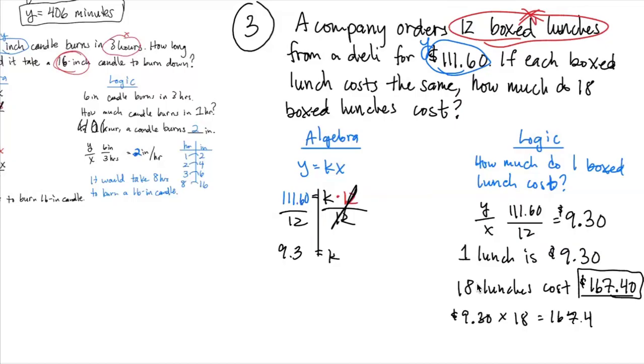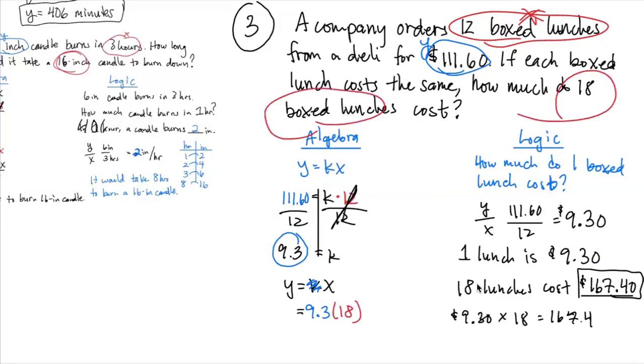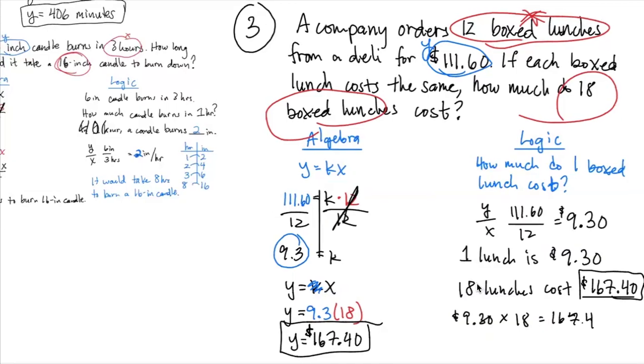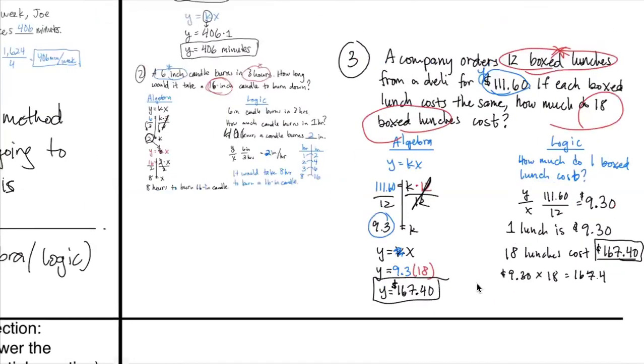So I'm going to take my equation again and plug in 9.3 for k. And I want to know 18 box lunches. Lunches are x, so 18 times 9.3 equals y. Notice this is exactly what I did here. It's the same math. 167.40. And it's money, so I add the zero and the dollar sign. So 18 box lunches would cost $167.40. Good. So two ways to look at these, logically or with algebra.